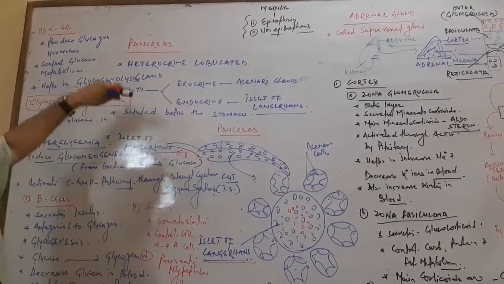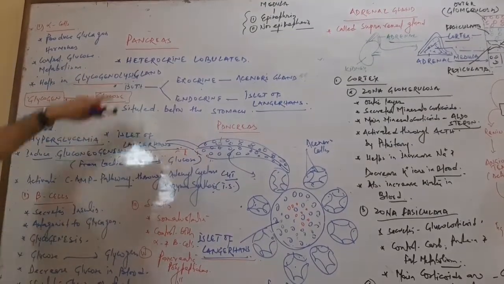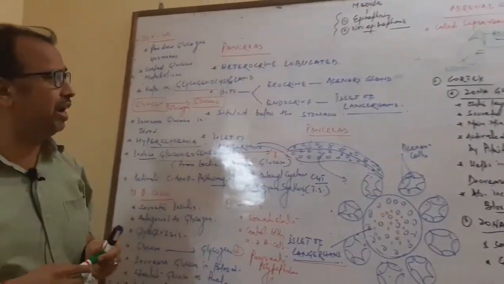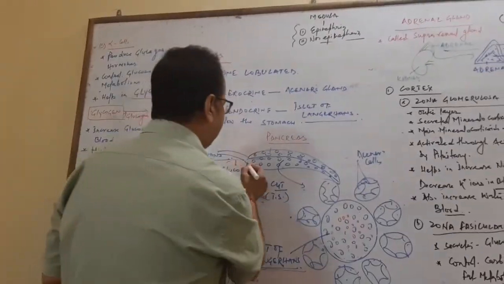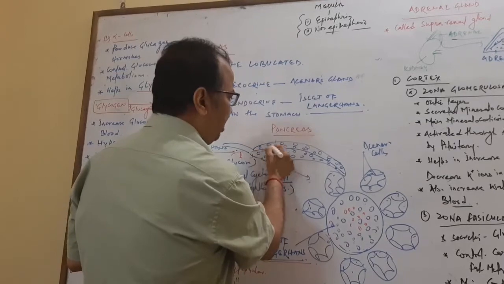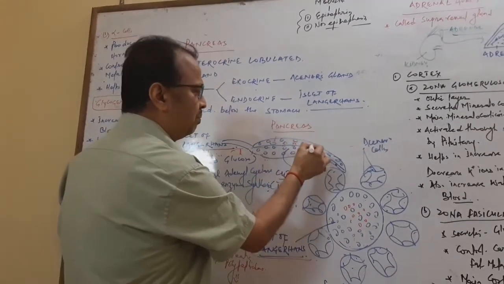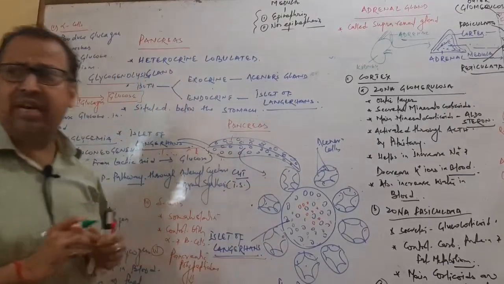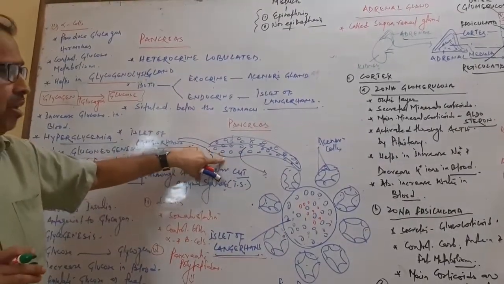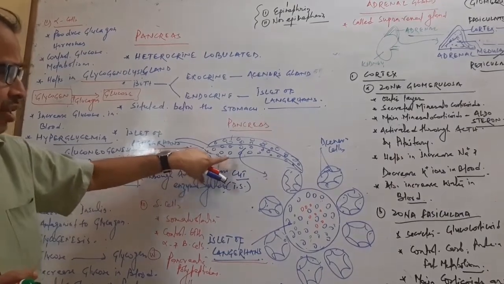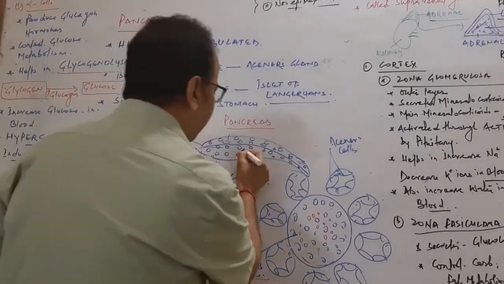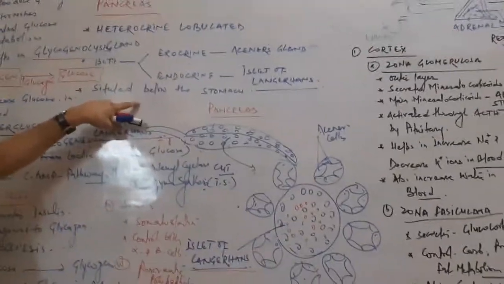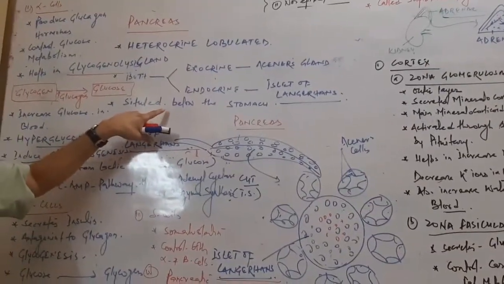Pancreas is a heterocrine lobulated gland. This is the structure of the pancreas, and in the pancreas many lobules are present, so we call it a lobulated gland. It is a heterocrine gland, so it contains both exocrine as well as endocrine parts.